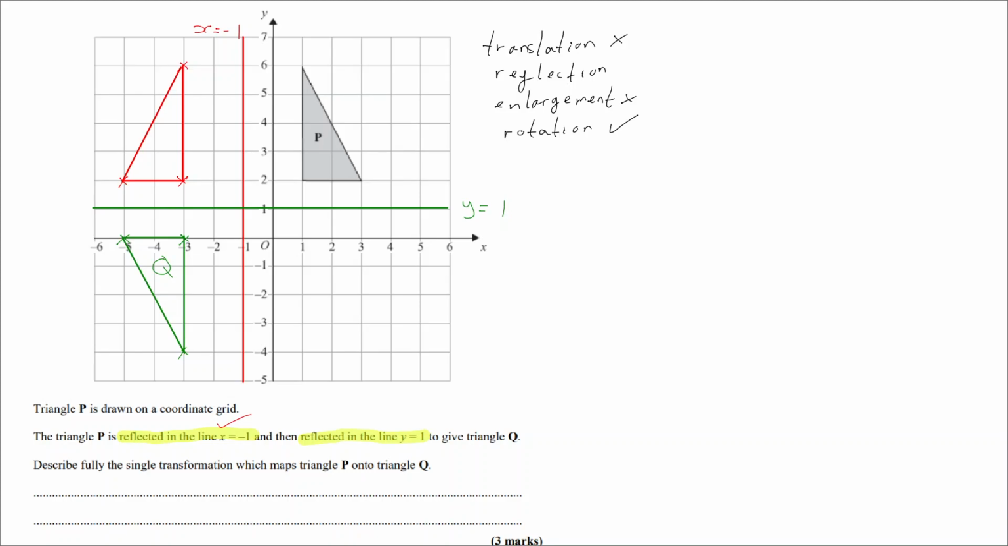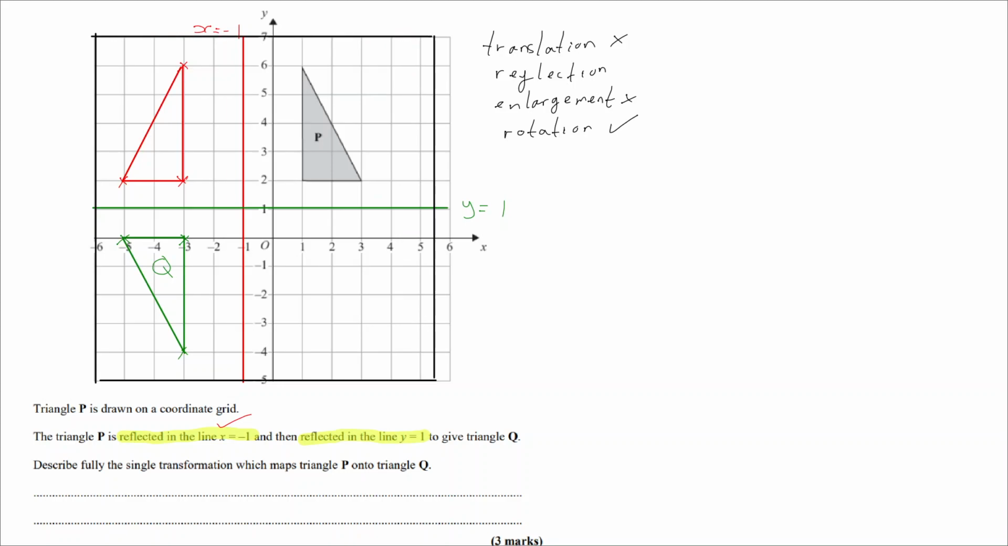So straight away, let's rule out translation and enlargement. Straight away, we get a mark for saying that it's going to be a rotation. Unfortunately, this one's going to be a bit tricky because I haven't got any tracing paper. What you'd have to do is get your tracing paper, put it over the shape, trace in triangle P, and then try and rotate your paper around.